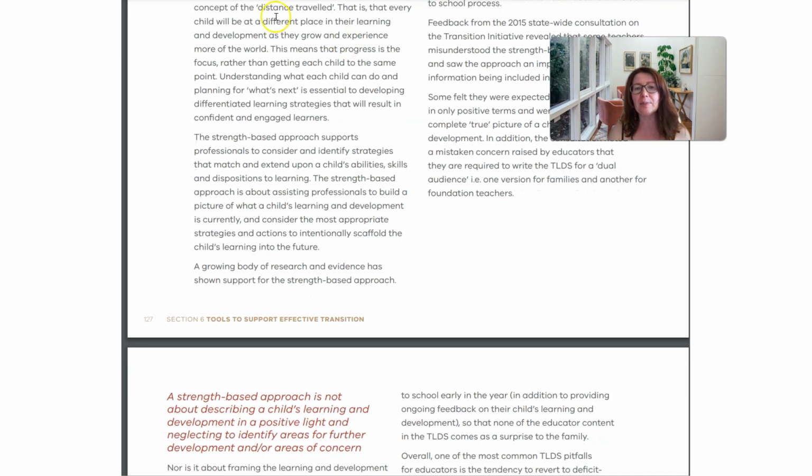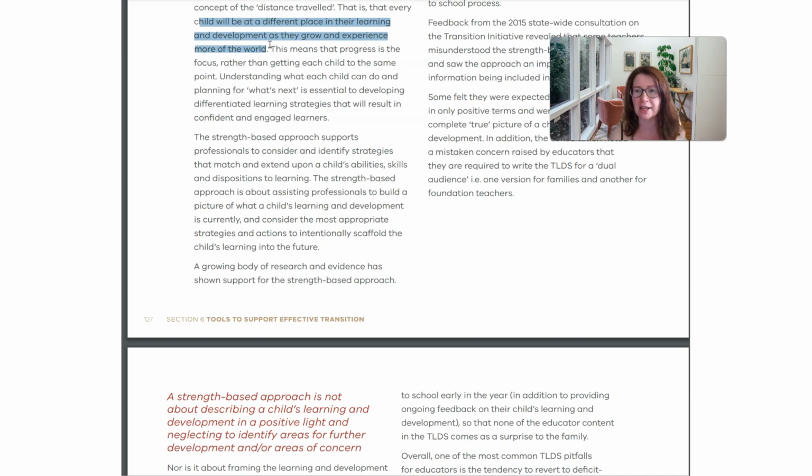So this means that every child will be at a different place in their learning and development as they grow and experience more of the world. And I'll give you the example. If a child just moved to Australia and they do not speak English yet, but they speak their home language a little bit, that means that they will be at a different place in terms of their verbal interactions in English. It doesn't mean that they are not able to show and demonstrate other skills or knowledge.